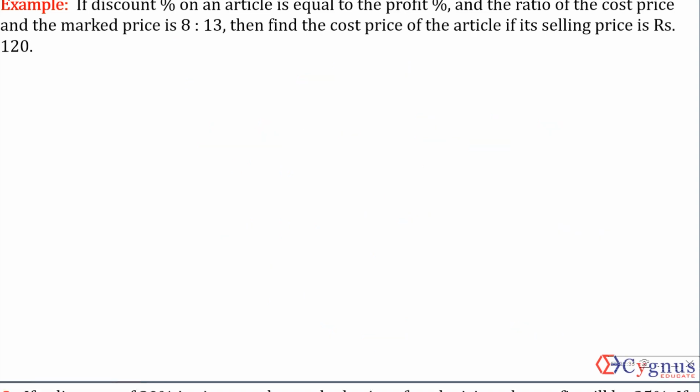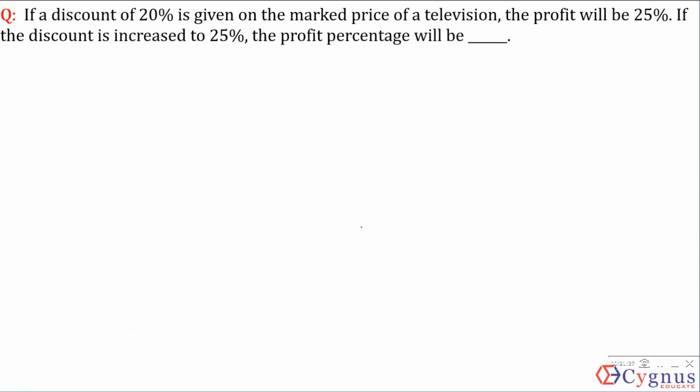Okay. Let's look at one more question. The discount of 20% is given on the mark price of a television, and the profit will be 25%. If the discount is increased to 25%, the profit percentage will be how much? Now you'll have to find what the markup percent is here. If the discount of 20% is given on the mark price, the profit will be 25%. How do we calculate that?